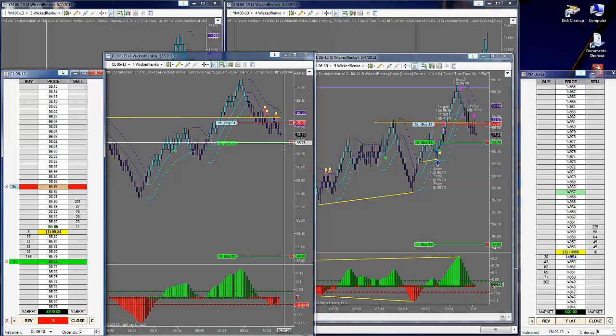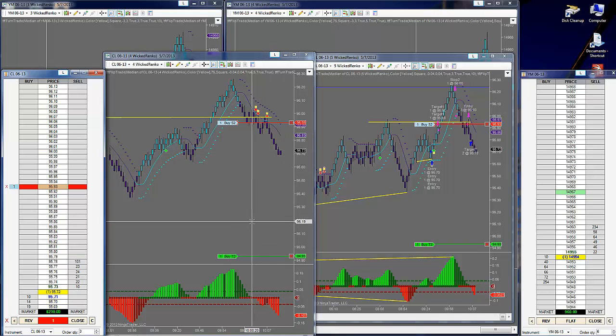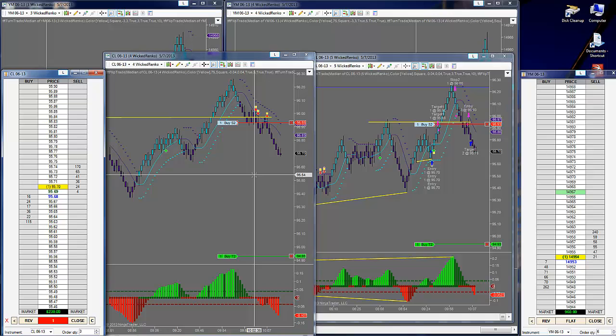We're going to manage it here. See if we can go to our target. All right, blasted right through. It was pretty good. Now we're going to trail this chart with this stop here.